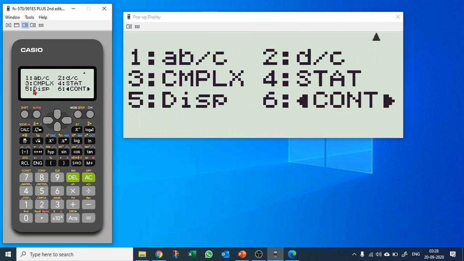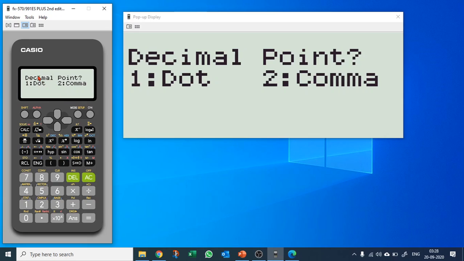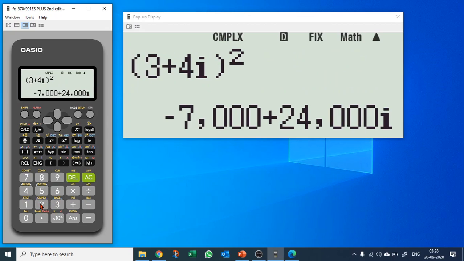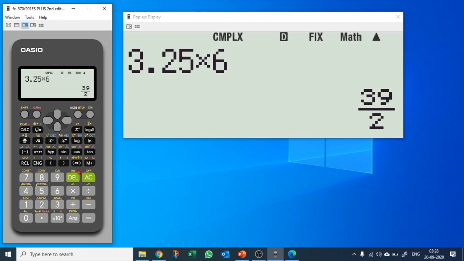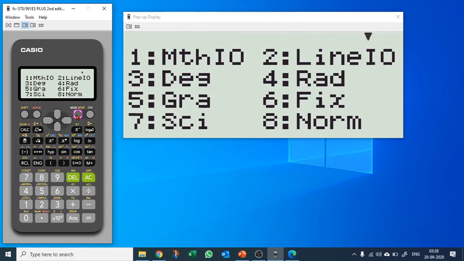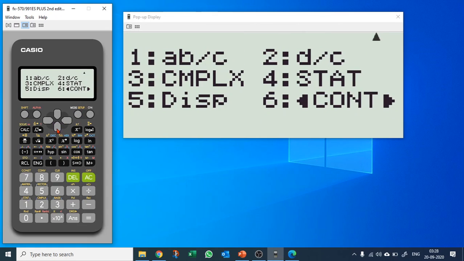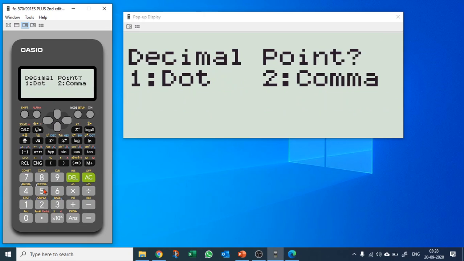Then we have display and contrast. You can put the decimal point as dot or comma. We generally put it as dot, but if you would like to put it as comma, this would be seen as comma. You can see here 19 comma, basically this is 19.500. I would suggest not to do that. It might confuse you, so always keep it with dot only.